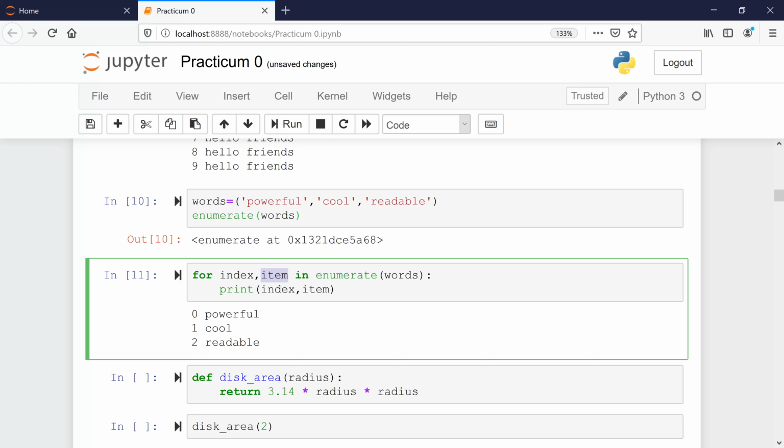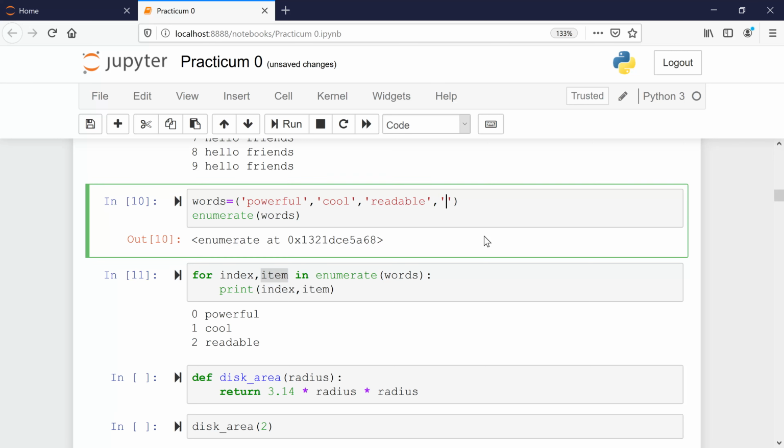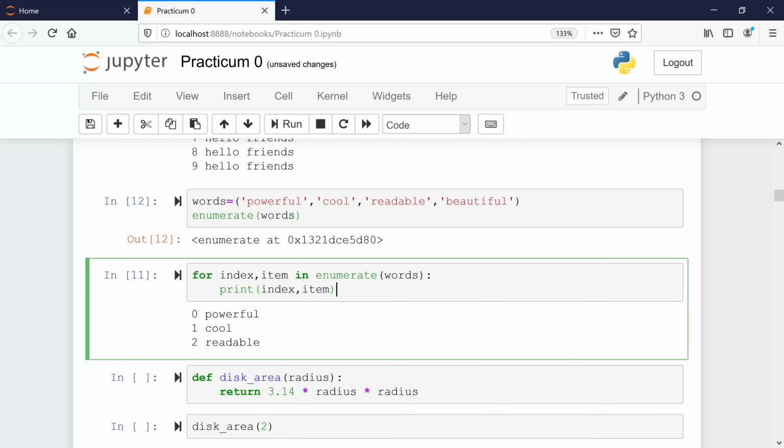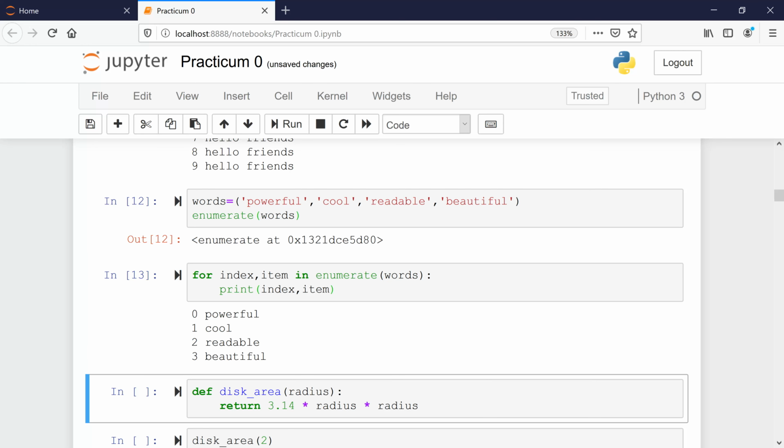Try to change it, for example. Try to put something like beautiful. Okay, what happens? We have to execute this first. And you see, so try to experiment with these things. I took this example from the SciPy lecture.